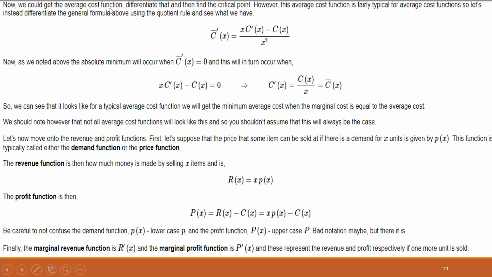Now we could get the average cost function, differentiate that, and find the critical point. However, this average cost function is fairly typical for average cost functions. So instead, let's differentiate the general formula above using the quotient rule and see what we'll have. So we're going to find the first derivative of our average cost function. Okay.